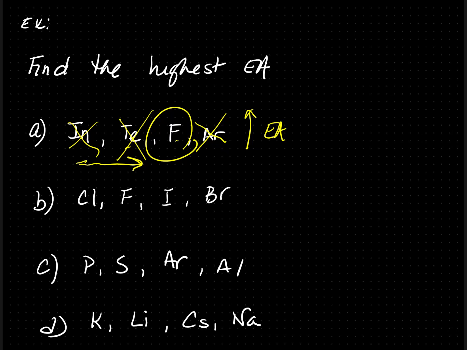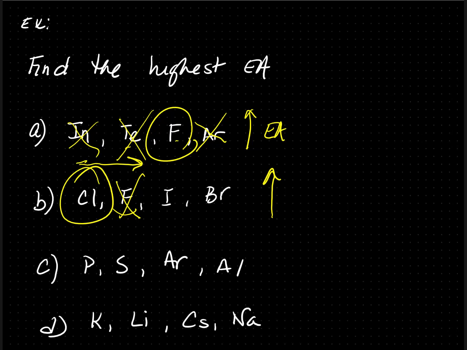B, we have Cl, F, I, Br. They are in the same family. As I go up the family, electron affinity increases. So my highest one should be fluorine. However, remember, the fluorine atom is too small to take in another electron. Chlorine is the element with the highest EA. This is the exception to the rule that you need to note.